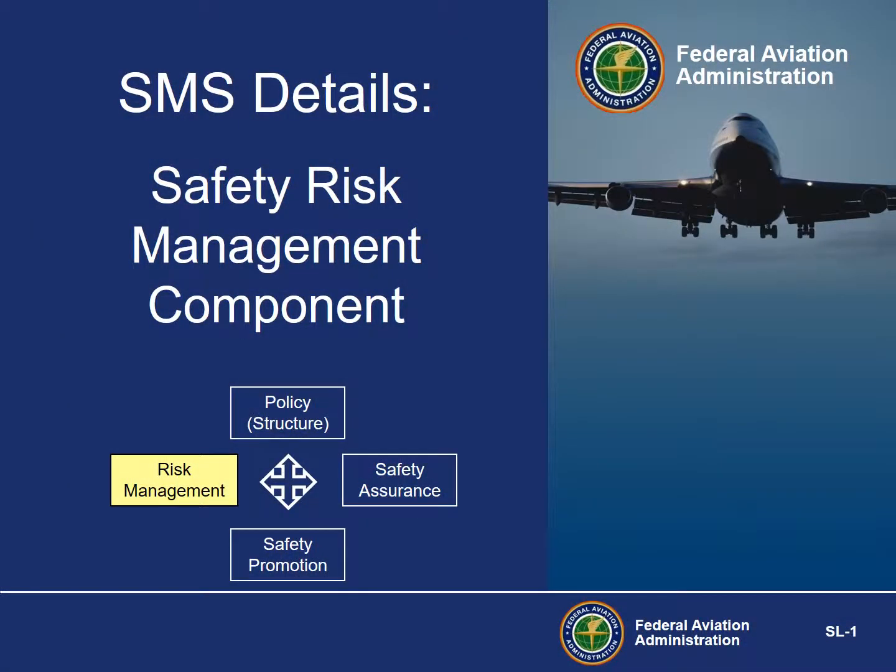The second component of an SMS is safety risk management. We've already seen the 5 major elements of SRM, so now let's see how they work in detail. The objective of an SMS is to provide a structured management system to enable us to make decisions on controlling risk in our operations. Once hazards are identified and their related risks analyzed, an organization can focus its resources on eliminating or mitigating those hazards that pose the greatest risk. This is what SRM helps us to do.